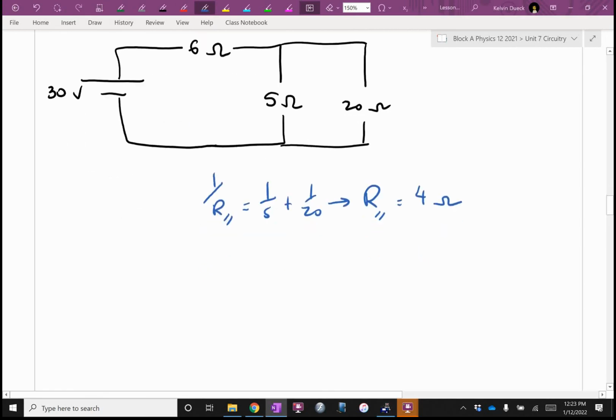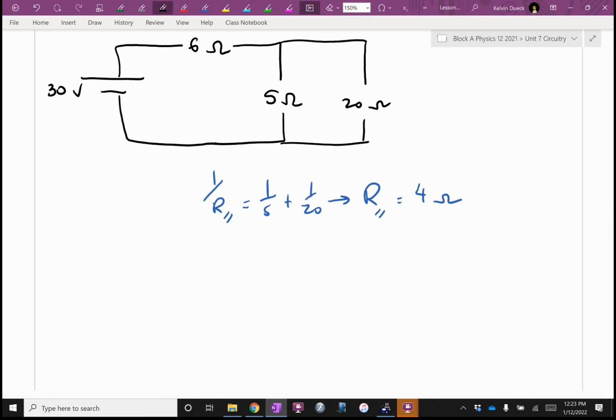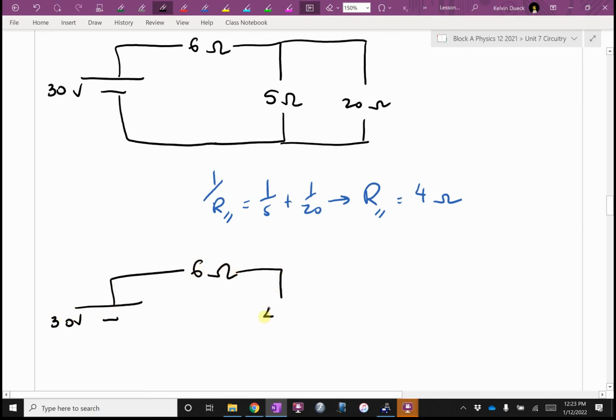So really, I'm going to resketch the circuit one more time. This circuit is the same as a 6 ohm right there and a single 4 ohm right there. Now I'm in business. Sophia, how big is the total resistance of this circuit? 10?